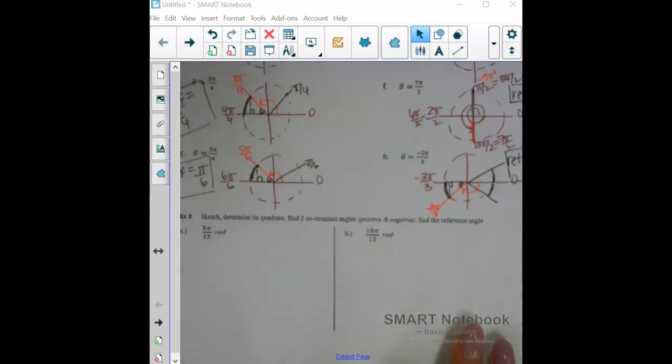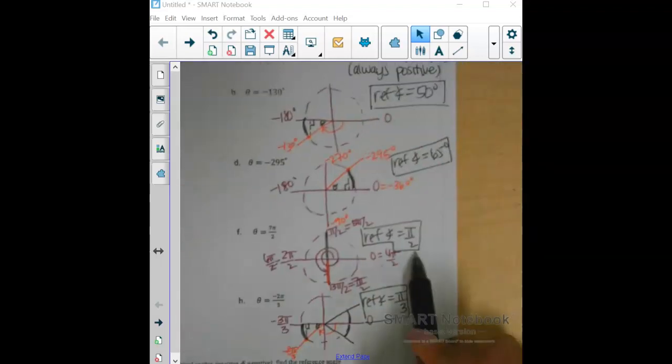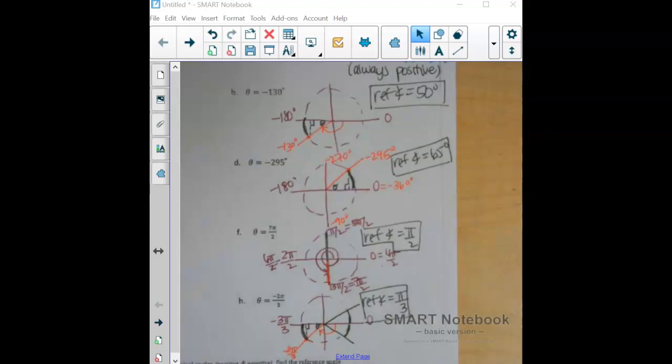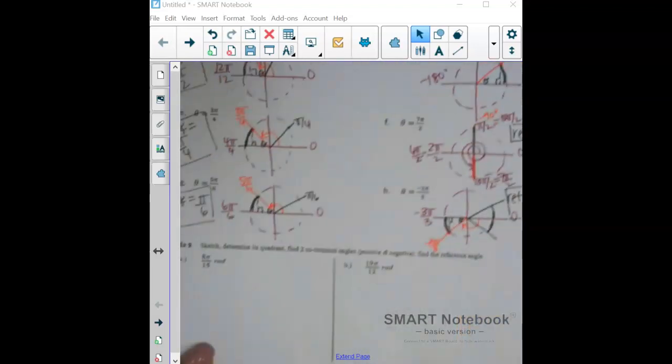Give me some nods or shakes. How do you feel about this? Okay, what's up? For F? Pi over 2. Is that okay? All right.